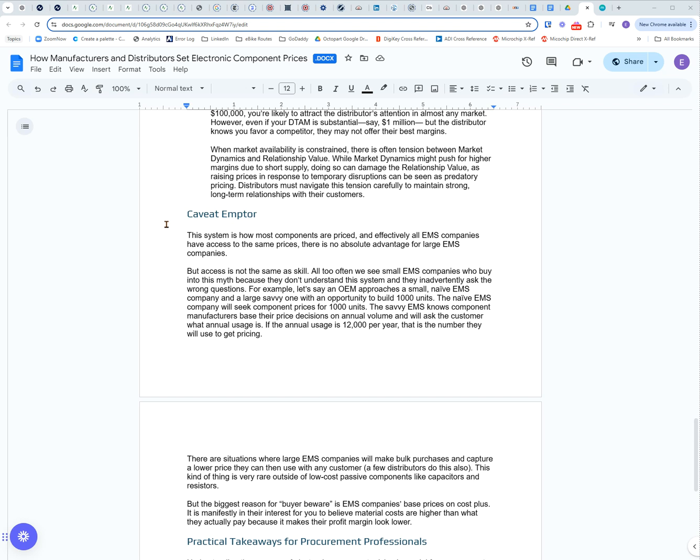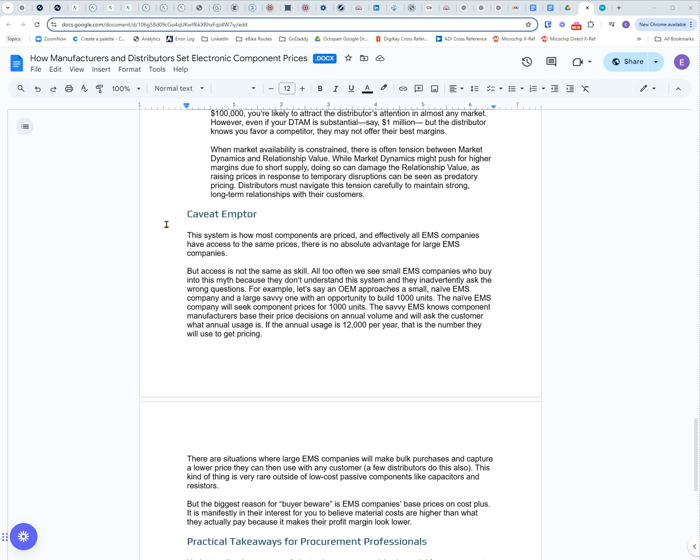A way to think about it is access to the same pricing is not the same as the skill and knowledge necessary to access those prices. So too often you see small EMS companies who buy the myth. I think most EMS companies think that that's true. I think they think that that's how it works, and that Flex has got a huge advantage over them. And kind of because they don't really understand the system, it's easy to ask the wrong questions.